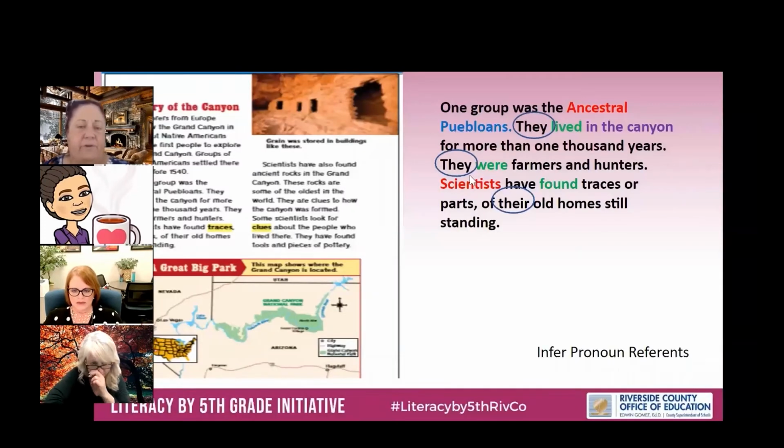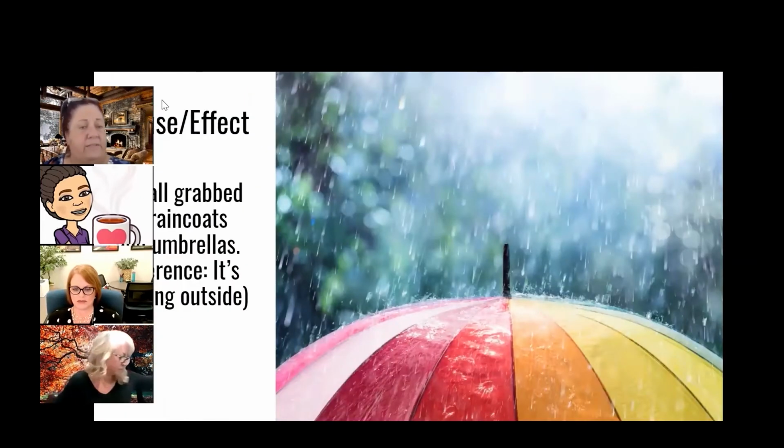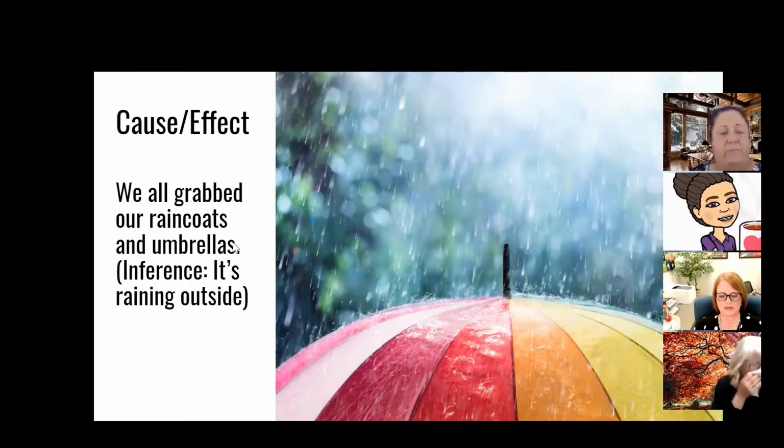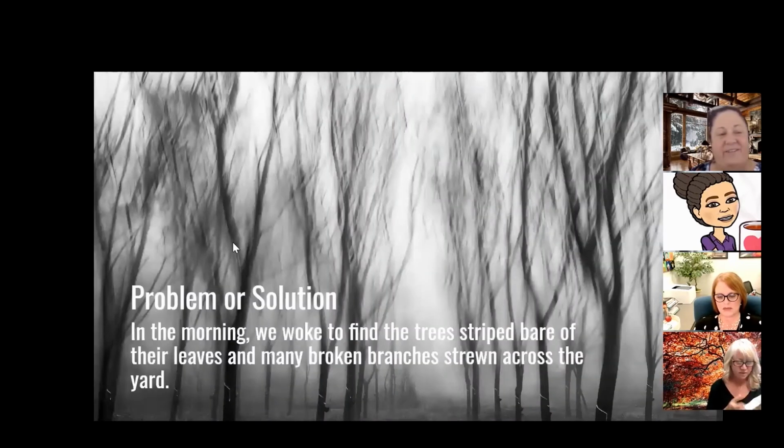And then here's the pronoun referent as well. Who are they? Who are those people? Who are they talking about? And this one, they're doing ancestral Pavlovians. We also infer cause and effect. We grab raincoats and umbrellas. Why? It must be raining outside if we do that. And then we sometimes infer problems and solutions. So there's the trees or wind. So what was the problem? There's obviously some kind of windstorm.